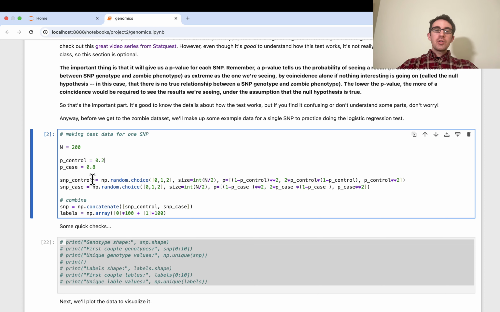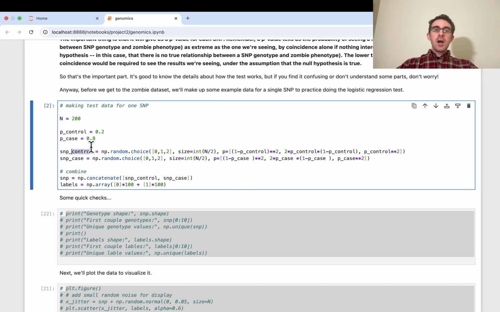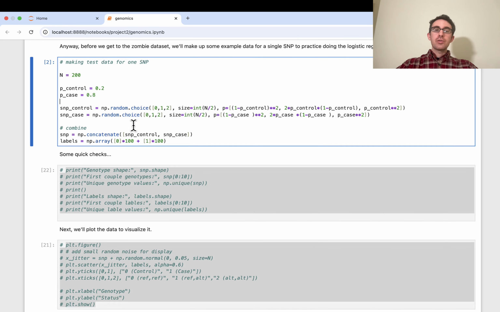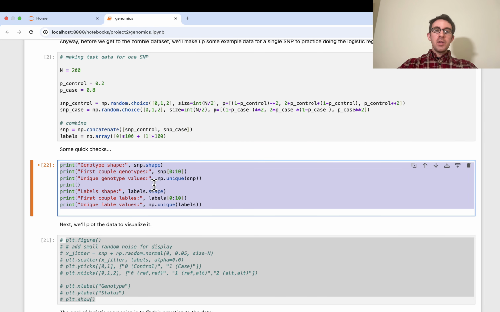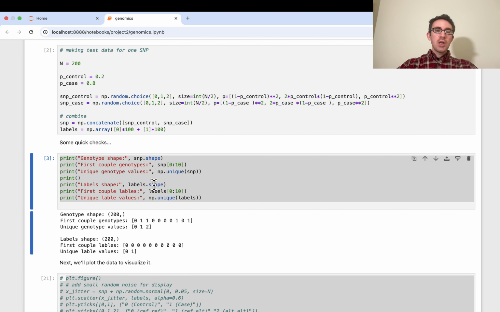But this terminology of case and control is more general terminology for how we could talk about different phenotypes in a GWAS. So this is just making up an example test row of data for one particular SNP, and then I like to print things out and do some sanity checks.